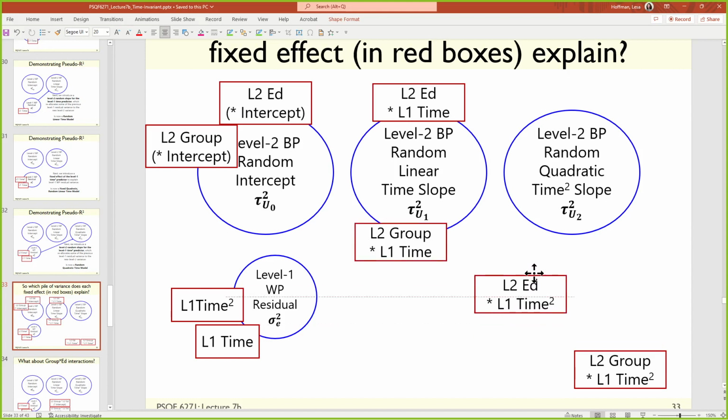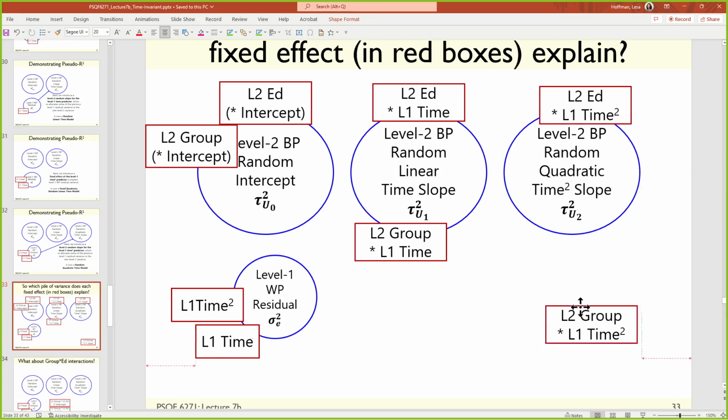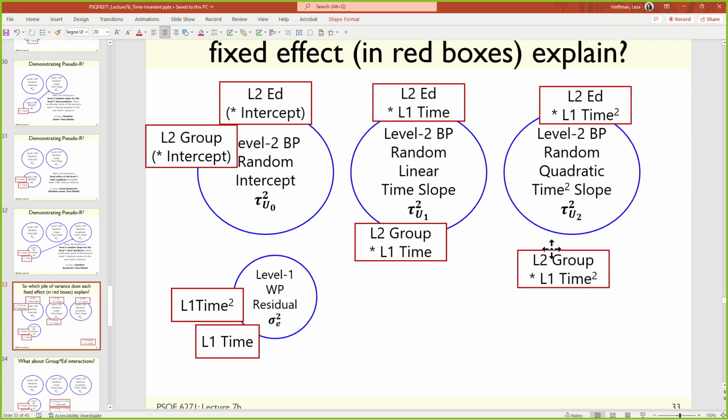How about the last 2? Level 2 education by level 1 time squared. Which one? The third one, yeah, the one we haven't done yet. Why? Because they match. So it's the same idea. The purpose of this cross-level interaction is to explain why the time squared slopes differ across people. Maybe they differ across people because of education. And last but not least, level 2 group by time squared. Still this bubble.